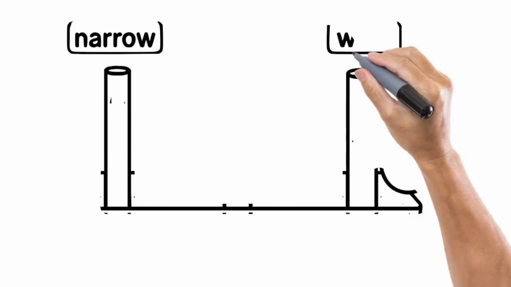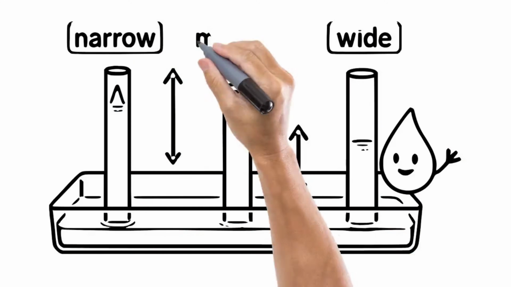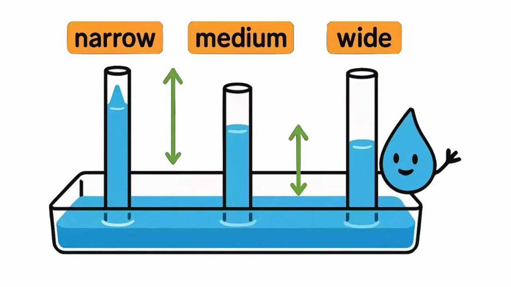The narrower the tube or gap, the higher water can rise. That's why thin plant veins and tiny fibers are so effective. In wide tubes, gravity wins. This simple pattern helps scientists design lab tests, medical devices, and even ink pens that flow smoothly.